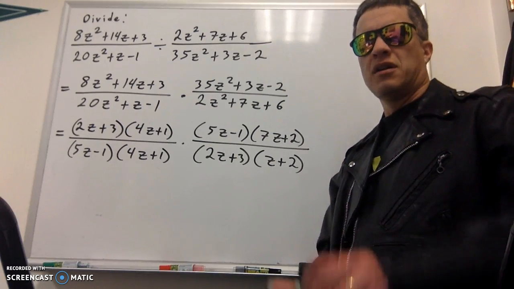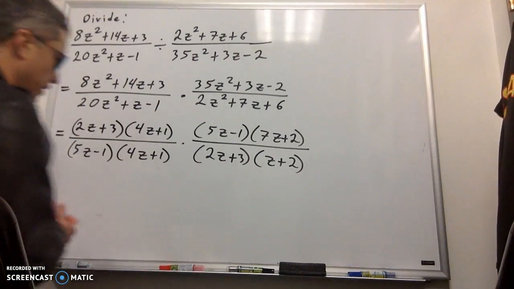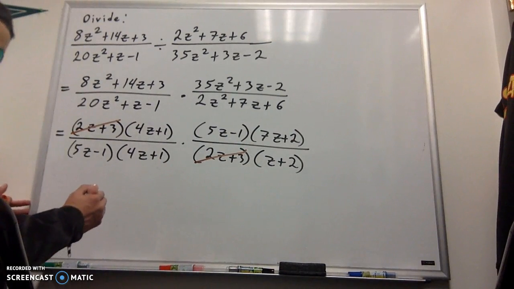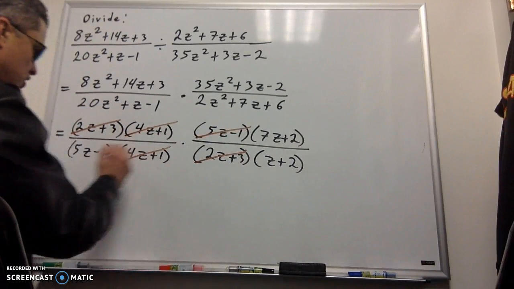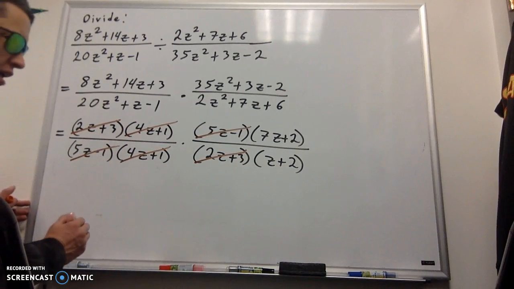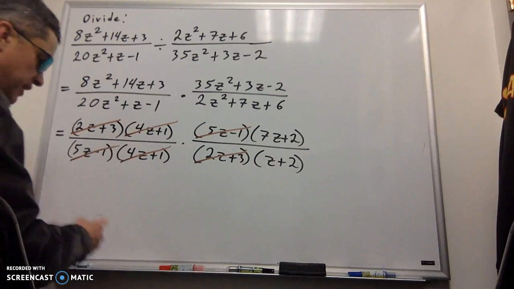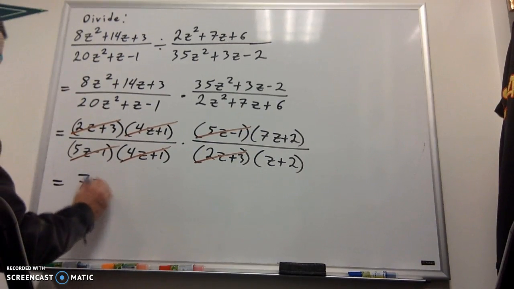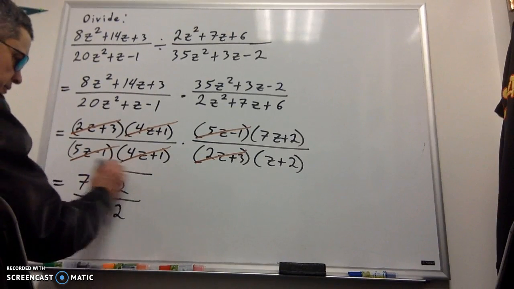And now it's time for the Terminator. Here's my Terminator marker. This is the best part. 2z plus 3 drops with this 2z plus 3. 4z plus 1 drops with this 4z plus 1. 5z minus 1 drops with this 5z minus 1. And, oh, so close. I thought I'd get them all. This guy has a 7. That's my answer over there. We're looking at it. It's 7z plus 2 over z plus 2.